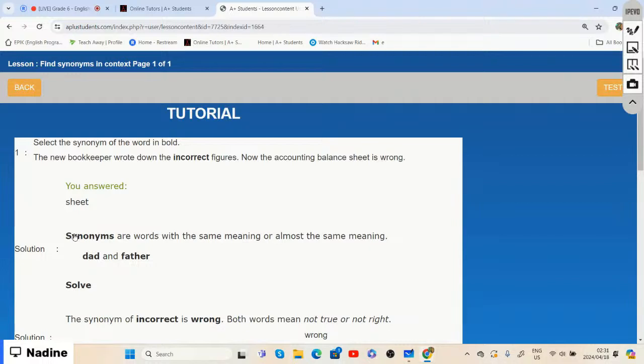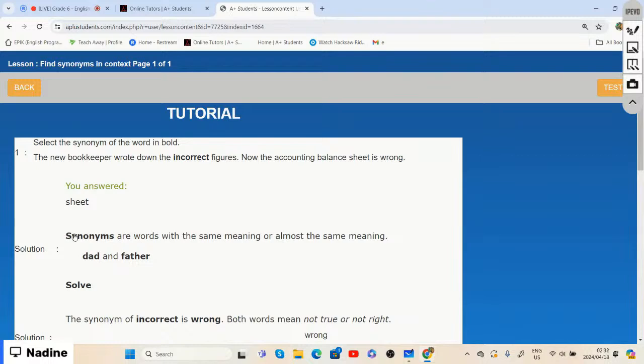All right. Now we said a synonym is a word with the same or almost the same meaning. We now need to select the synonym of the word that is in bold, right? The new bookkeeper wrote down the incorrect figures. Now the accounting balance sheet is wrong. So here they're giving us two sentences, right? In the first sentence, the word in bold is given to us. Now we need to look at the second sentence and find the synonym that matches the word that is in bold.